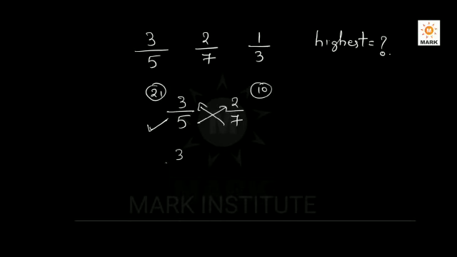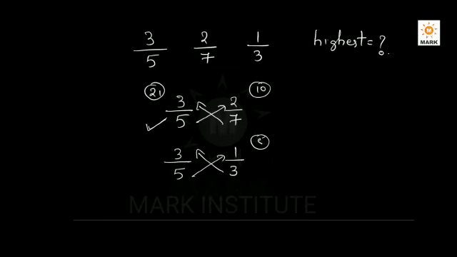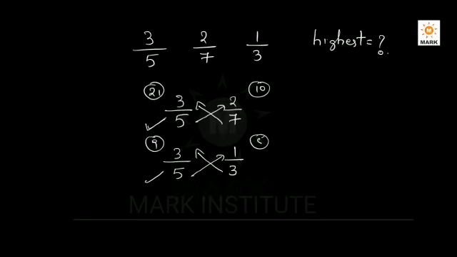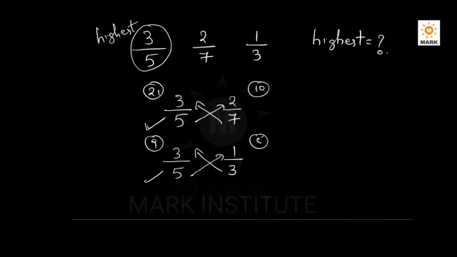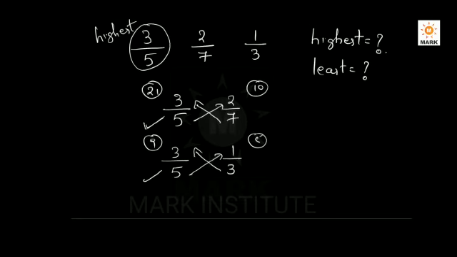Now again I take 3 by 5, and I am putting a competition between 3 by 5 and the remaining 1 by 3. 5 ones are 5, 3 threes are 9. Again 3 by 5 is the highest. That means 3 by 5 is the highest fraction of all the three. Suppose we ask what is the least of those three, we do the operation in the reverse way.